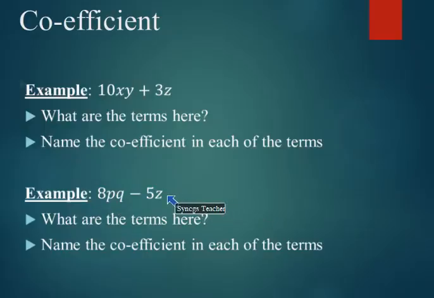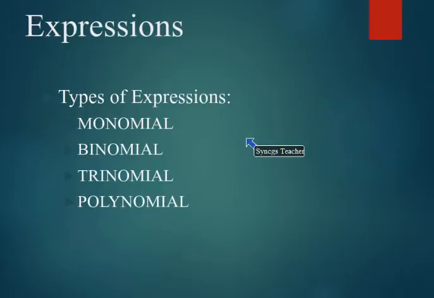In the next example, 8pq minus 5z. So what are the terms here? 8pq and minus 5z. And what are the coefficients in each of the terms? For the term 8pq, the coefficient is 8, and for minus 5z, the coefficient is minus 5. We saw what expressions are. Let us now see the different types of expressions. There are different types of expressions: monomial, binomial, trinomial and polynomial.